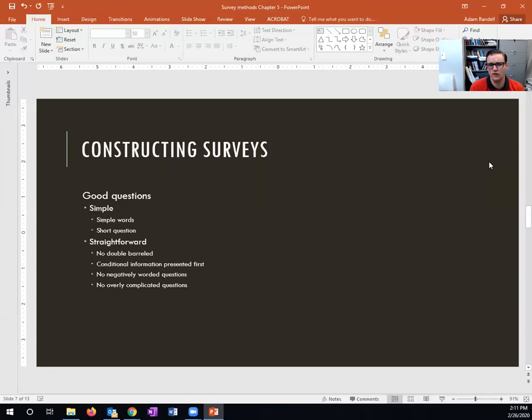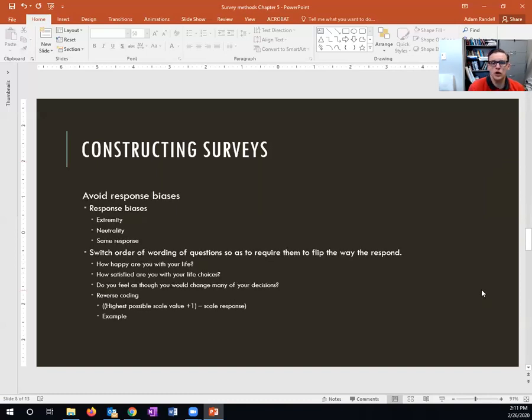In general, just avoid overly complicated questions. If it's too long, it's probably overcomplicated. Find a way to break it down into more questions that are simpler. It's better to have more questions that are simpler than it is to have fewer questions that are more complicated.